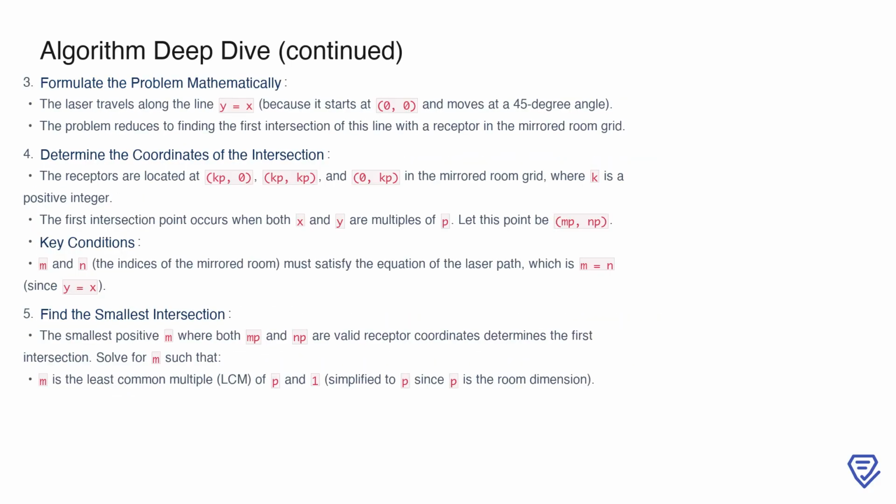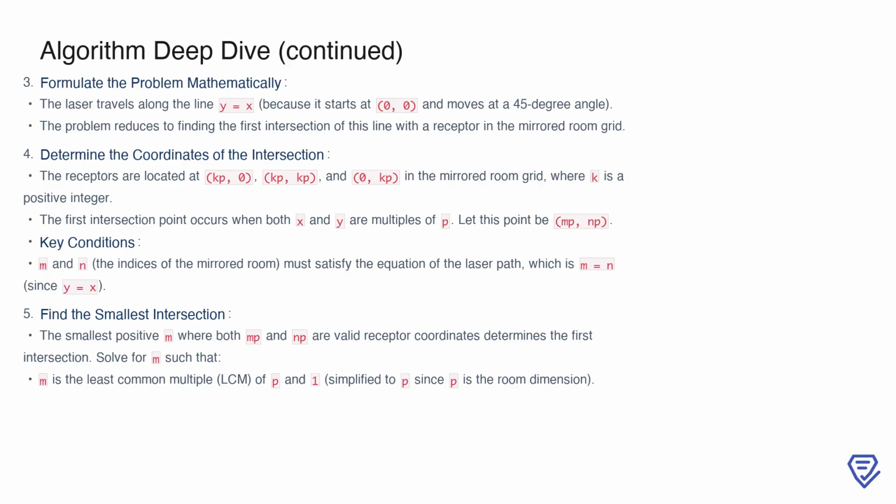With the mirrored room model in place, we can now formulate the problem mathematically. The laser beam travels along the line y equals x, as it starts at 0, 0, and moves at a 45-degree angle. To find where the laser hits a receptor, we need to identify the first point of intersection between this line and the receptors in the mirrored grid. The receptors in the mirrored grid are located at kp, 0, kp, kp, and 0, kp, where k is a positive integer representing the mirrored room index.